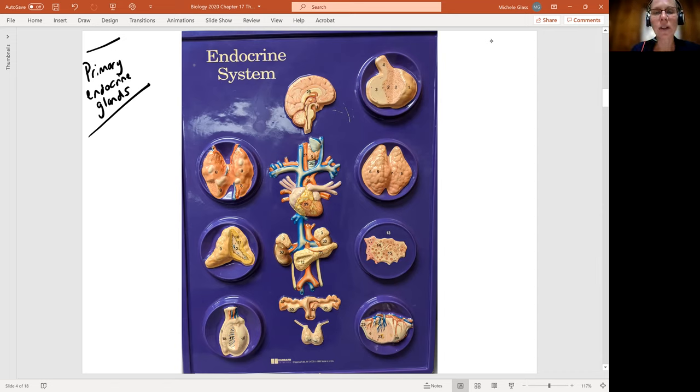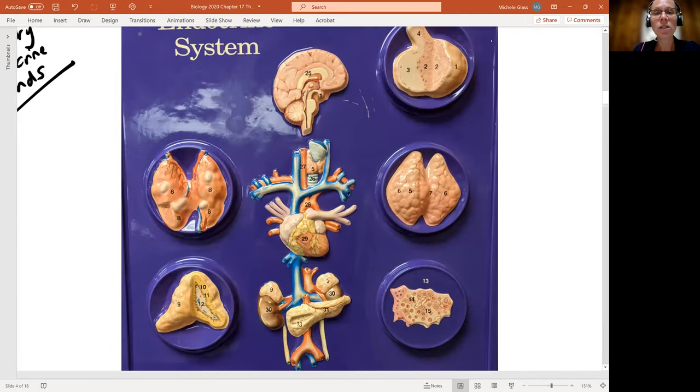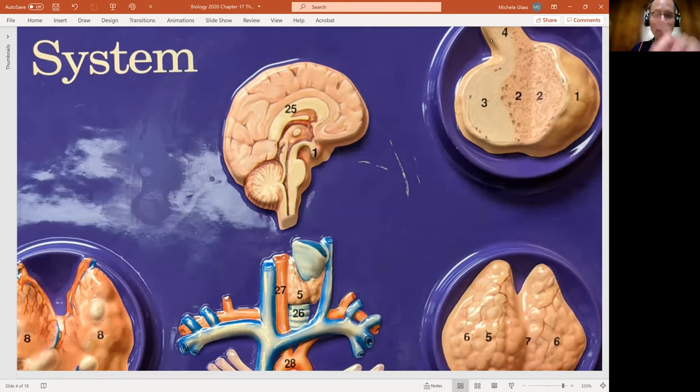We are taking a look here at a picture of a model from our lab that shows the endocrine structures. I wanted to take a few minutes here to label some of these primary structures. So let's start by focusing on this sagittal cut through the brain. And we can see there are three important endocrine glands present in the brain. This again highlights the strong connection that exists between the nervous system and the endocrine system.